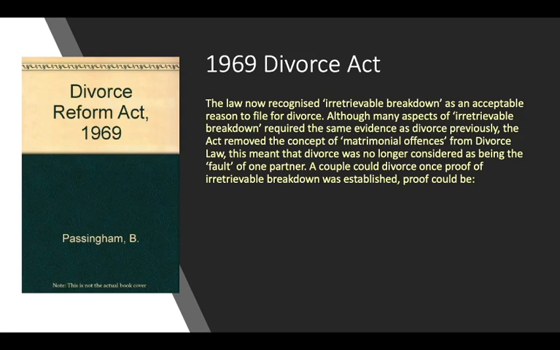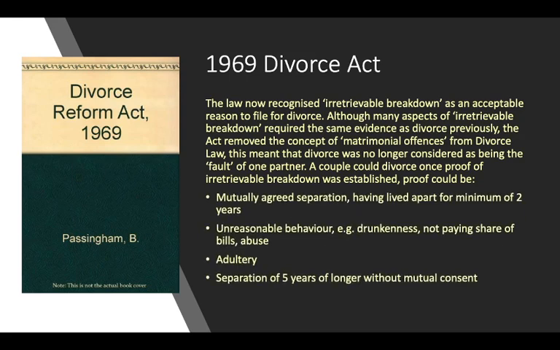It required the same amount of evidence as divorce previously, but the act removed the concept of matrimonial offences from divorce law. This meant that divorce was no longer considered as being the fault of one partner. A couple could divorce once proof of irretrievable breakdown was established. And these are what some proof could be. Mutually agreed separation, so you've lived apart for a minimum of 2 years. Unreasonable behavior, so there's drunkenness, not paying your share of the bills, abuse, adultery. Separation of 5 years or longer without mutual consent.